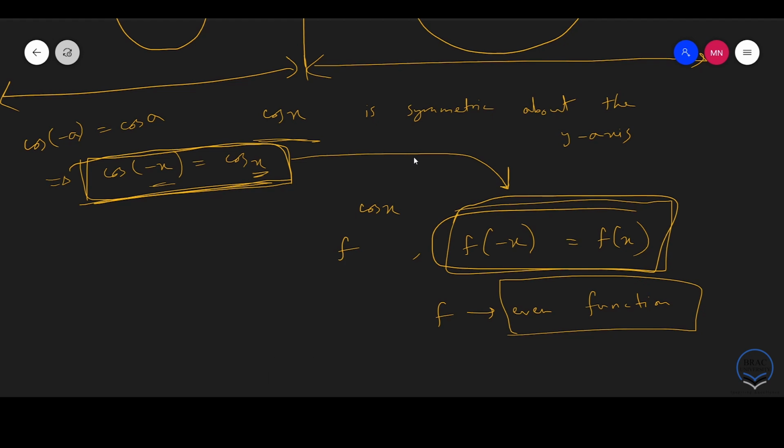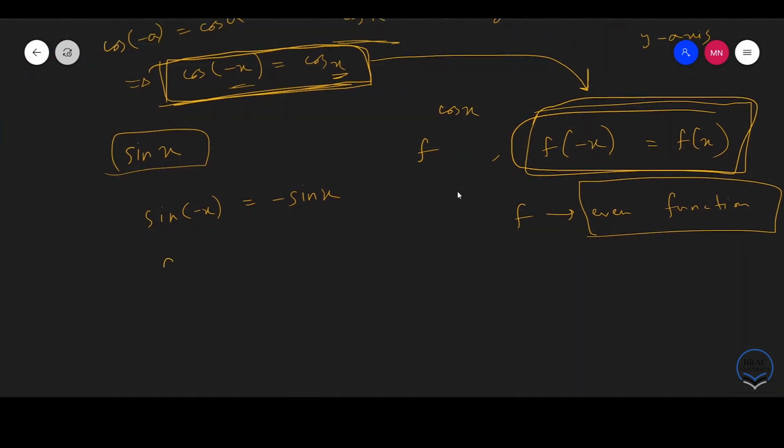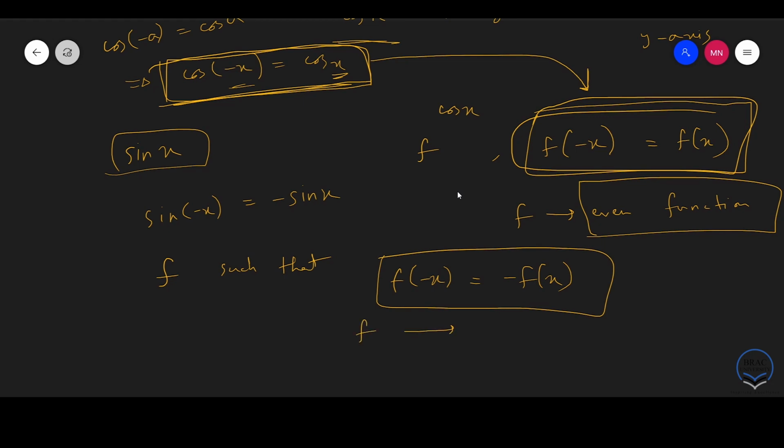And before I showed this graph, we were considering the sine of x. Well, since we know that the sine of minus x will be equal to minus sine of x, then for an odd function, if I have some function f such that f of minus x will be equal to minus f of x, then in this case, f will be an odd function.